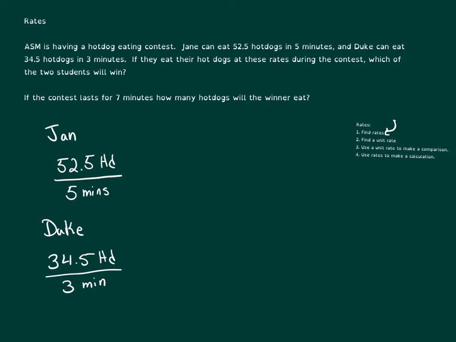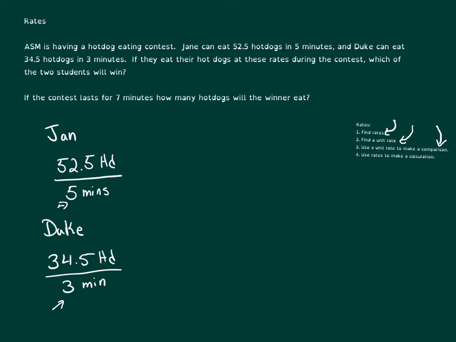The next thing I need to do is I need to find unit rates. Now, this isn't specifically saying what is the unit rate, but in order to do number 3, which is what the question is actually asking me to do, which is to make a comparison, I need to find a unit rate, because right now it's really hard for my brain to say which one of these students is eating more. We don't have a consistent unit of measurement, because here I'm looking at 5 minutes, and for Duke I'm looking at 3 minutes. If I get them down to where they're both 1 minute, then it's going to be easier to tell who can eat more hot dogs in the same amount of time.